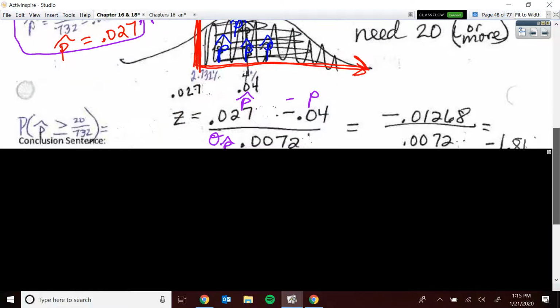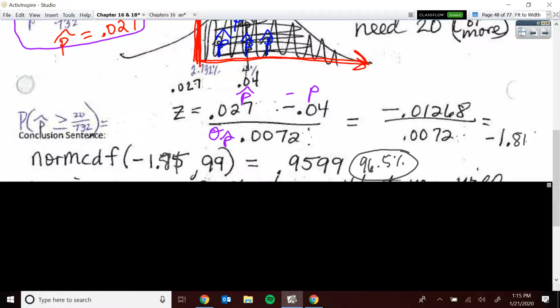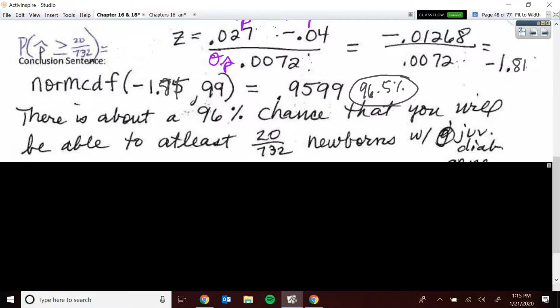And so then a norm CDF, greater than that. Depending on where you rounded, when I rounded to more, I got 95.99, 96.5 if you used negative 1.81. Anyway, so essentially, what can the researchers conclude? When they have a sample of 732, there's about a 96% chance that they're going to get at least 20 out of that 732 that have the gene they need. So there's about a 96% chance they're going to have enough newborns with that gene to follow in their research.